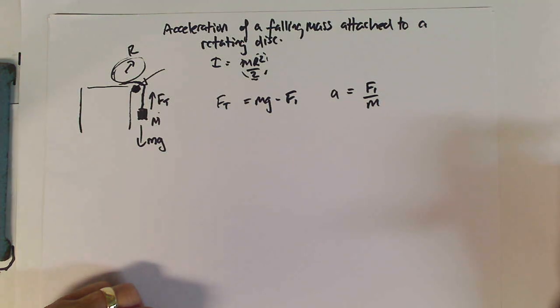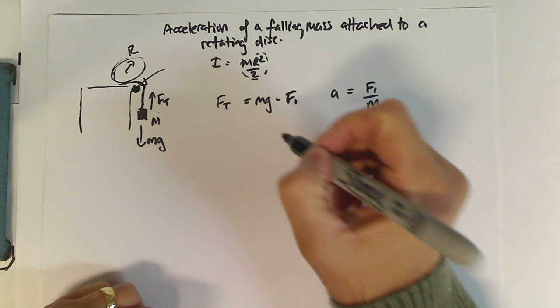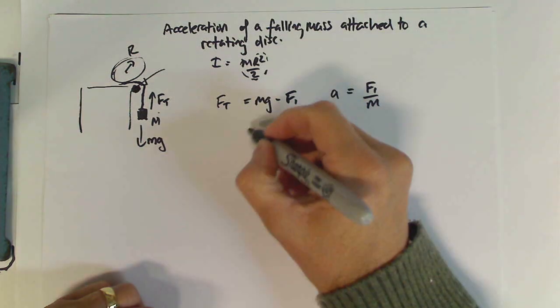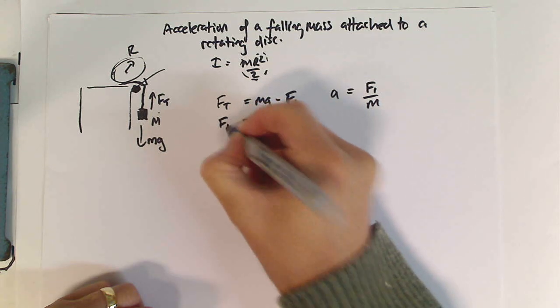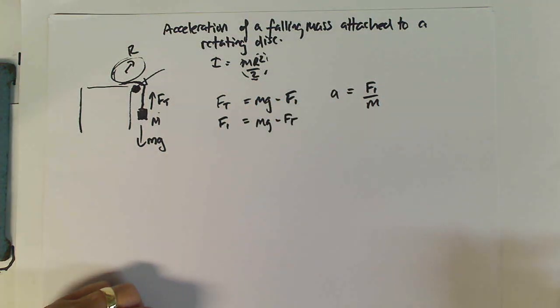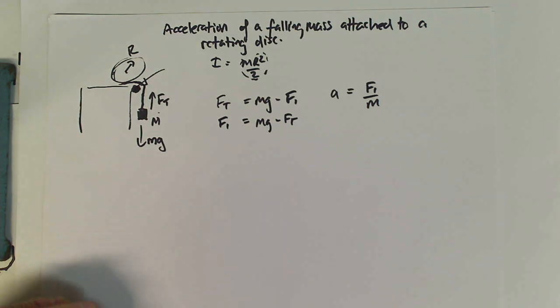Weight force minus net force will equal tension force, or the other way around, mg minus Ft will be equal to F1, or the weight force minus the tension force will equal F1. So I think we're ready to go.